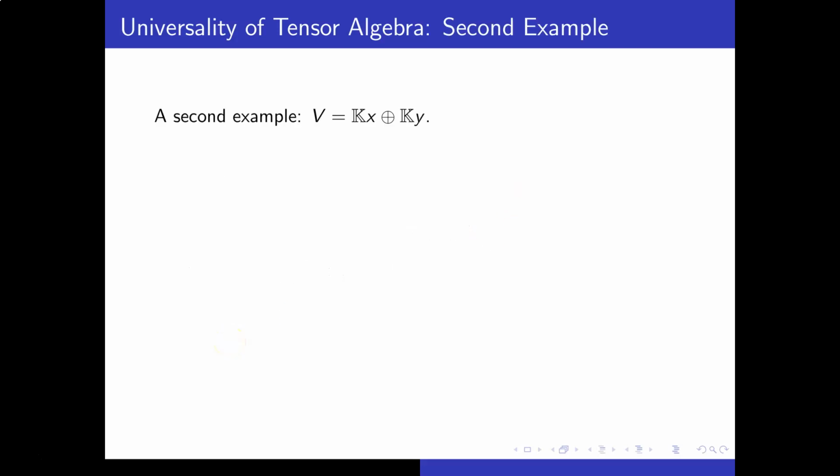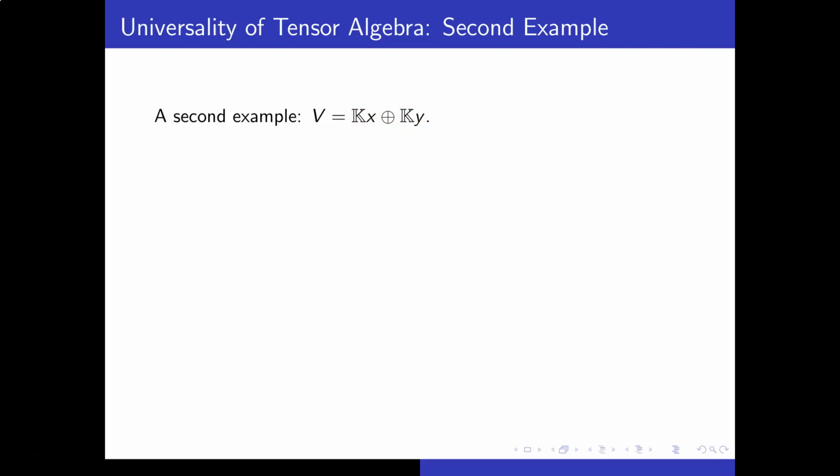Okay, so let's slowly increase the dimension. We've looked at what happens when you take a tensor algebra with a one-dimensional space. So let's take a second example where we're going to take a two-dimensional space. So we're going to have two indeterminates, essentially x and y. They're going to be our basis vectors.